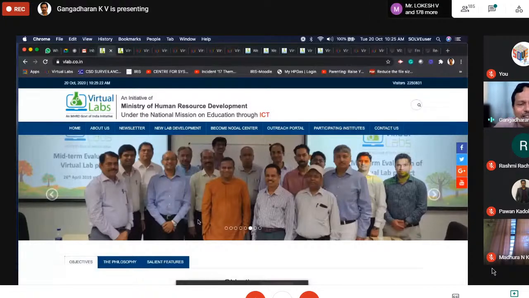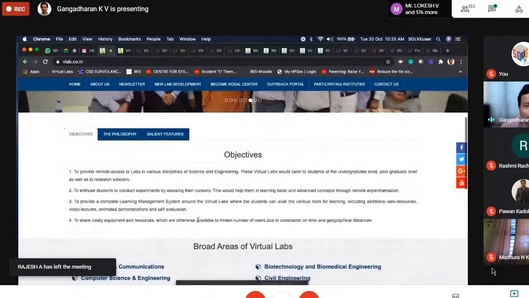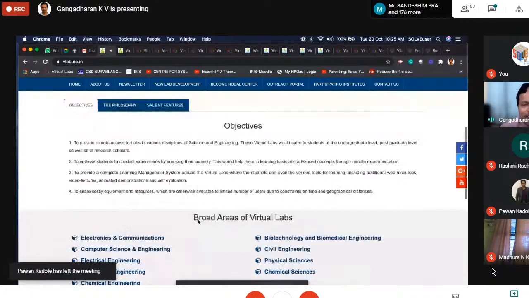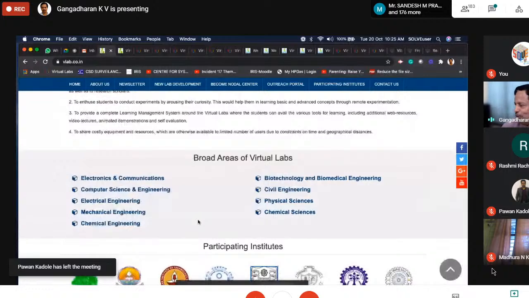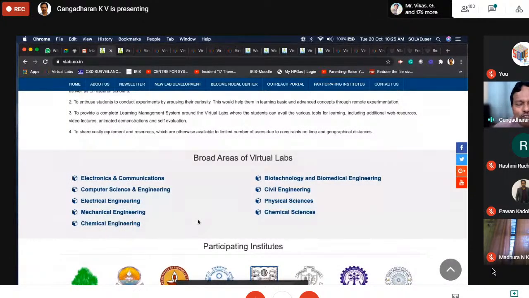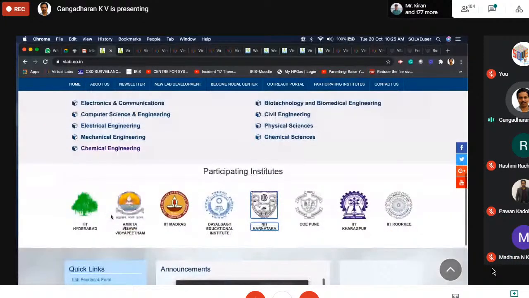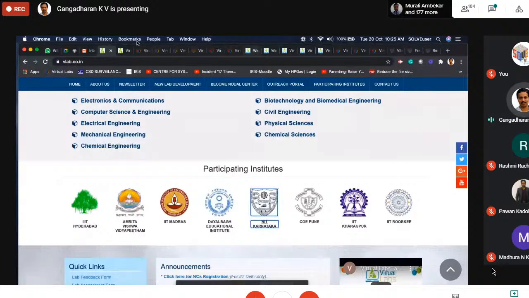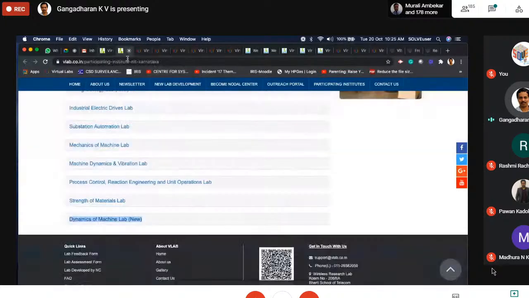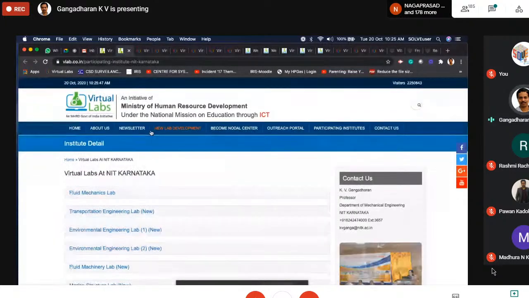It's from the Ministry of Education, and you can see the objectives of the virtual lab are quite well defined. You'll also see the broad areas where the virtual labs are created. You can very well go to mechanical engineering or allied subjects. What I will do is click on NITK Surathkal so that I can show you the labs which we have developed. So please look at the lab list which we have.